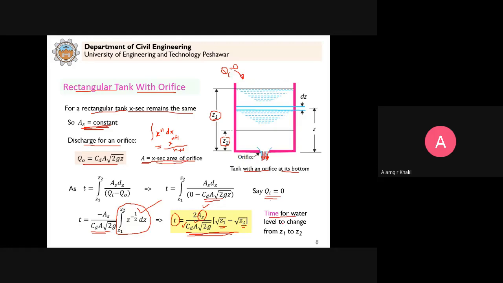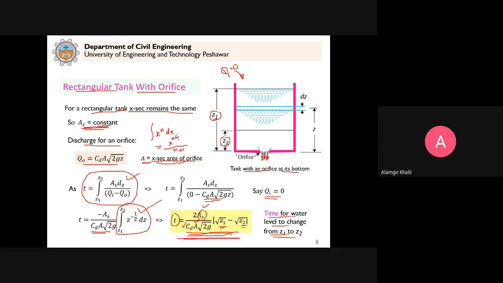So this is now a specific equation for calculating the time it takes for water to change from one level to another level. Clear? But as I said, this is a very general formula, and you can simplify it to get a specific formula for any given case. For example, we have an orifice at the bottom of a swimming pool, a practical case, and you want to calculate how much time it takes to completely empty.